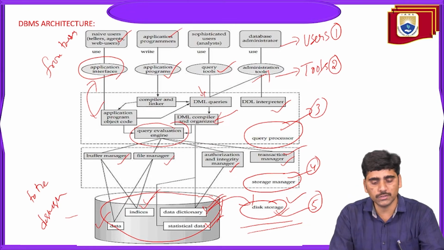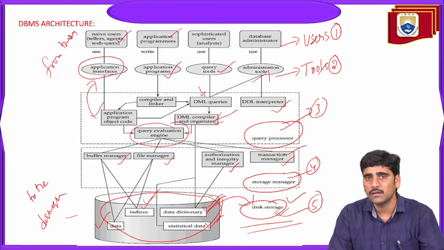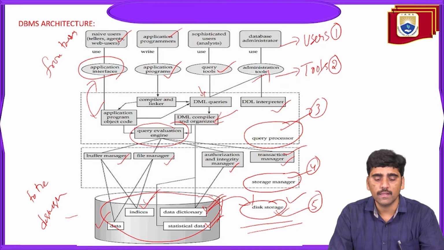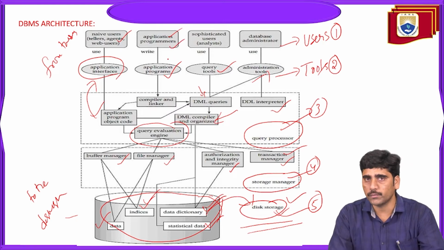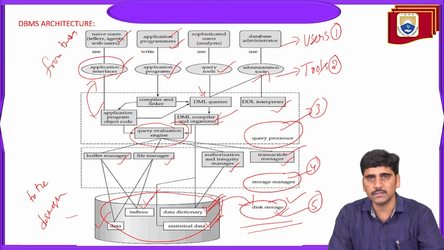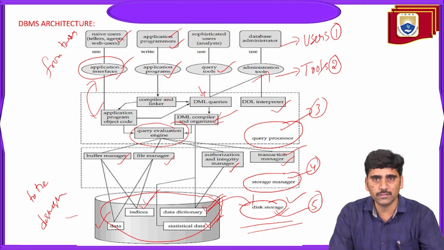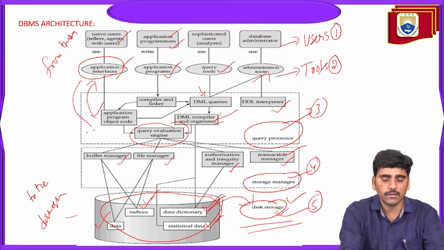Similarly, sophisticated users or analysts use query tools to analyze the queries. And similarly, application programmers write application programs. And naive users or web users or tellers or agents use application interfaces, like, as we said previously, Java Database Connectivity and Open Database Connectivity. So those are all application interfaces to interact with the query processor.